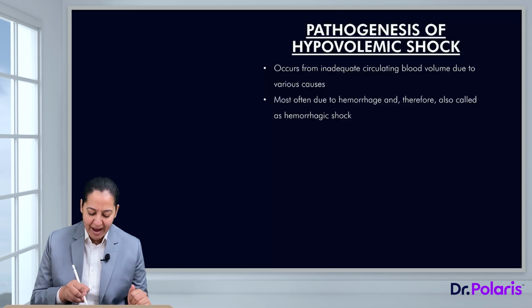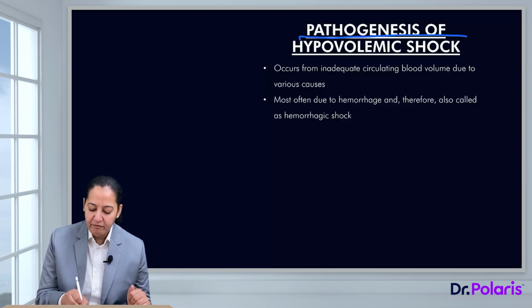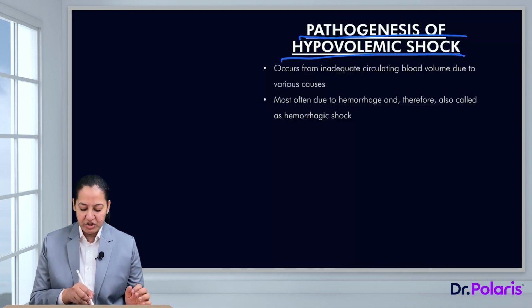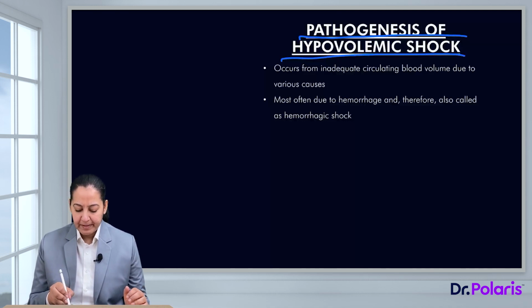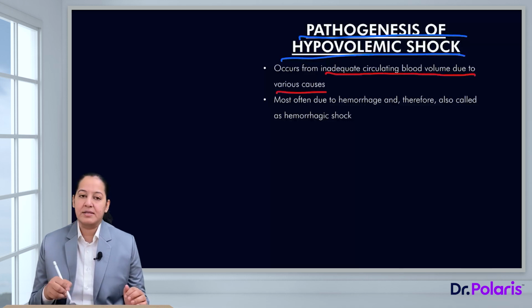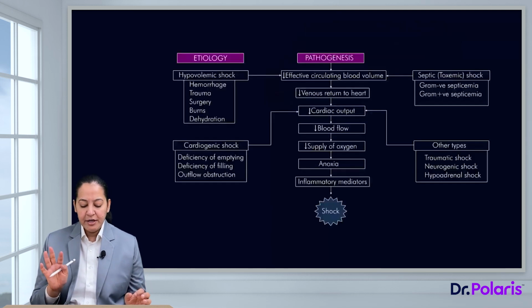Now coming to the pathogenesis of hypovolemic shock. What is the etiopathogenesis, or what is the cause of hypovolemic shock? It can occur due to inadequate circulatory blood volume due to various causes. It can be blood loss, diarrhea, vomiting, burns, dehydration, it can be anything.